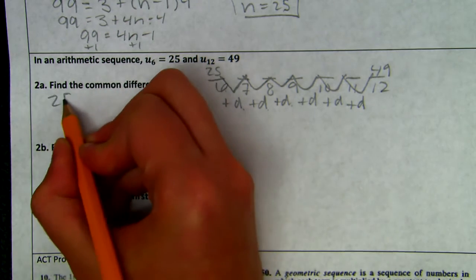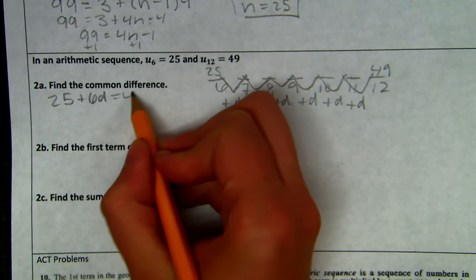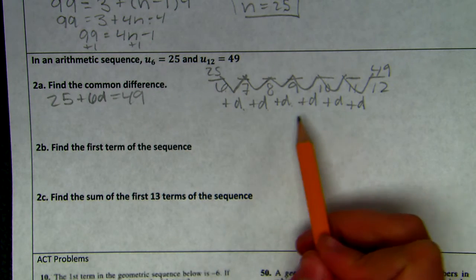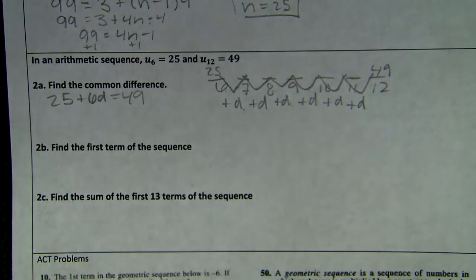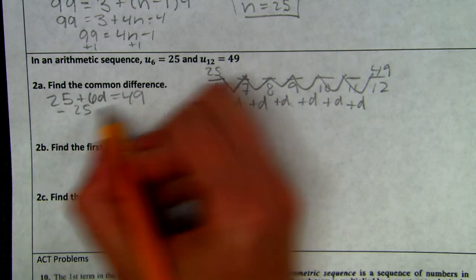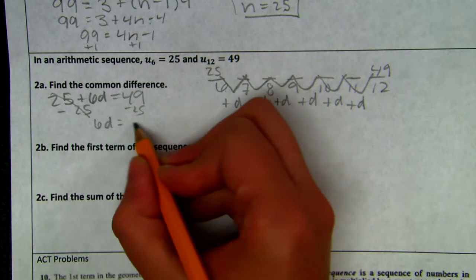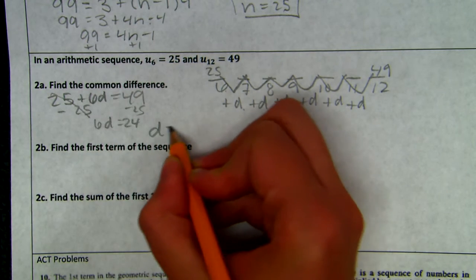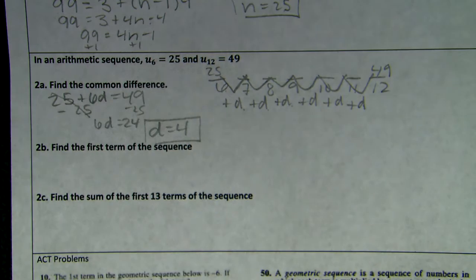So if I take 25 plus 6 times my common difference, I'm going to get 49. And we can see why that happens right up here. Our common difference is going to be added 6 times between 25 and 49. So I'll subtract 25 from this side, subtract 25 from this side. 6d equals 24. Our common difference is 4. Super exciting. Good, so then we're supposed to find the first term of the sequence.